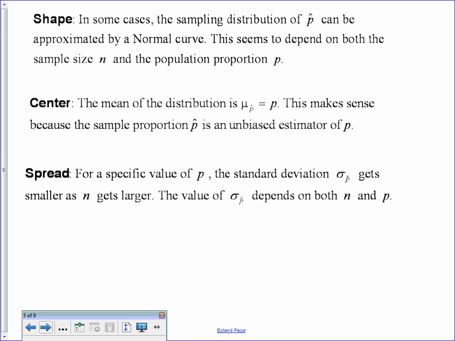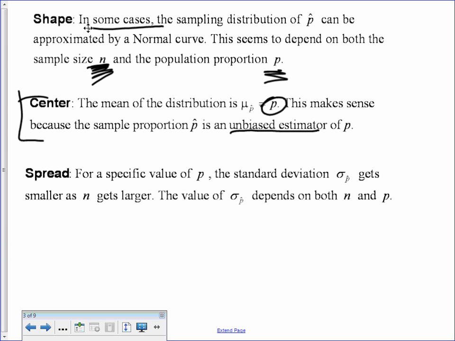So when we look at sampling distributions of p hat, we'll see that in some cases they'll be approximately normal. Whether they're normal or not depends on the sample size and the proportion. We'll talk about that later. But the center, the mu of p hat, will be p. So the center of the sampling distribution is the true proportion, and that's true because p hat is an unbiased estimator.